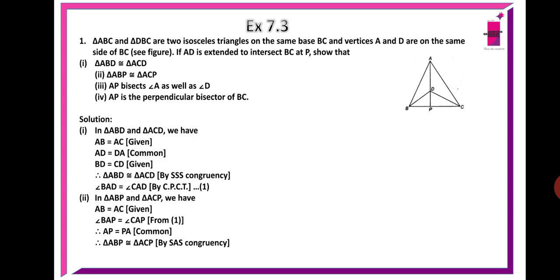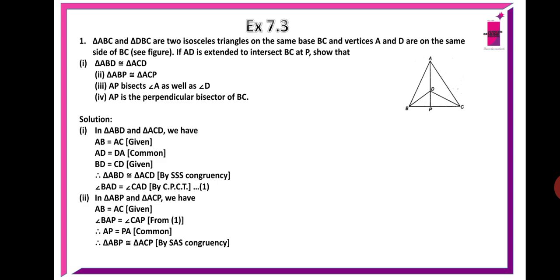Triangle ABC and triangle DBC are two isosceles triangles on the same base BC, and vertices A and D are on the same side of BC. If AD is extended to intersect BC at P, show that triangle ABD is congruent to triangle ACD, triangle ABP is congruent to triangle ACP, AP bisects angle A as well as angle D, and AP is the perpendicular bisector of BC. You can see the figure.